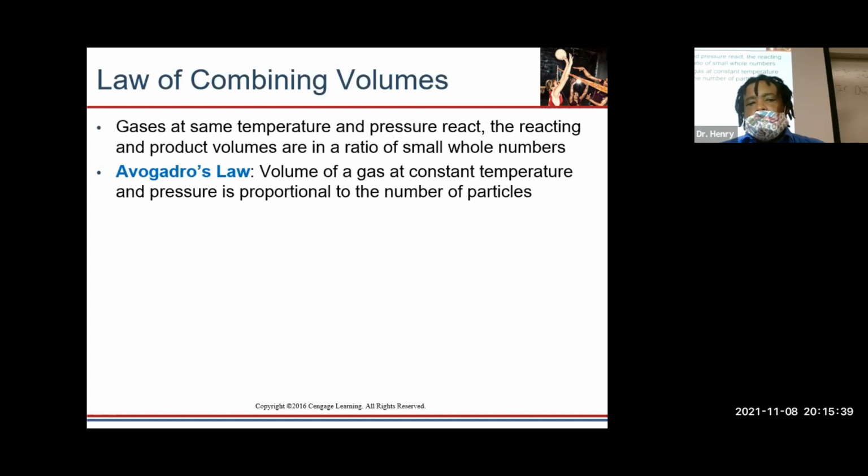So I'm going to add another law, Avogadro's law. You guys remember Avogadro from moles, right? He basically looked at quantity with respect to pressure. As pressure goes up, our quantity goes up.